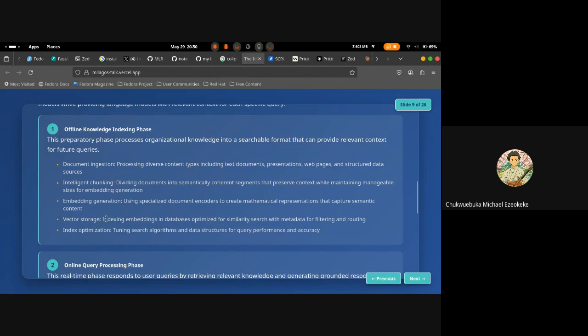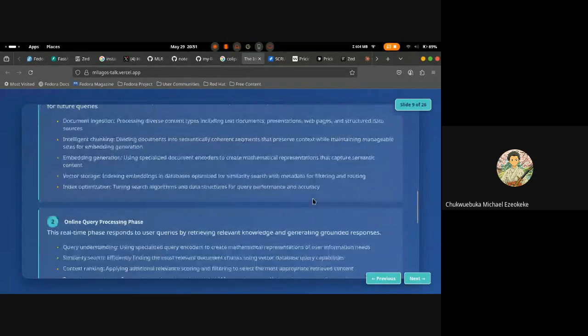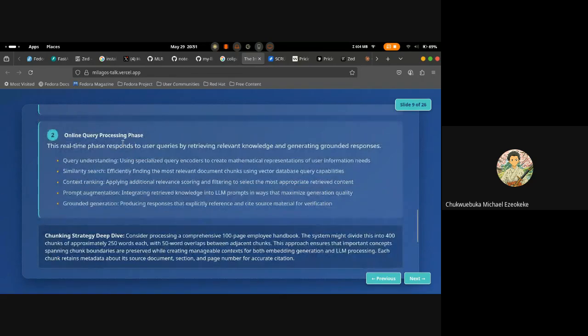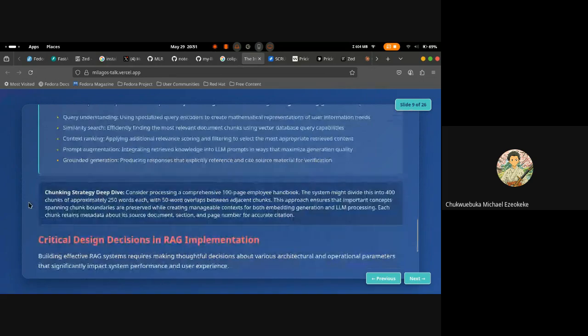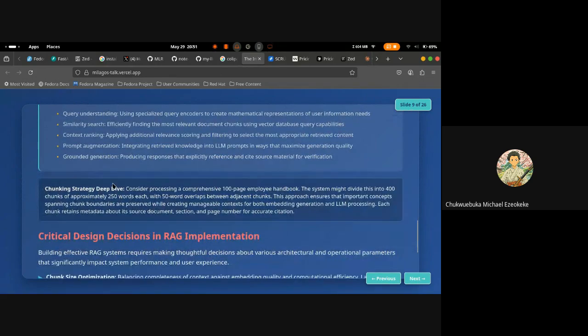With vector storage, the generated embeddings are now stored. Indexed embeddings in the database are optimized for similarity search, with metadata for filtering and routing. When it comes to filtering metadata, LlamaIndex has metadata queries that you can use to filter. Then we have the real-time phase that responds to user queries by retrieving relevant knowledge. So this is a chunking strategy that could be used.